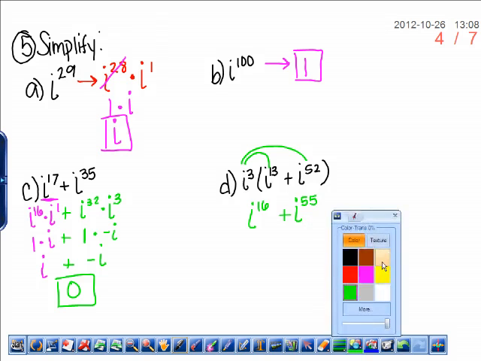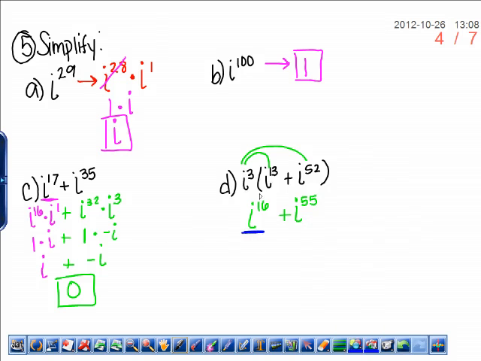All right? Let's work on the left side. i to the 16th is 1. Everyone okay with that? Plus i to the 52nd times i to the 3rd. i to the 52nd is 1. So this is 1 plus 1 times, what is i cubed? Negative i. 1 times negative i. So this is 1 plus negative i, which is 1 minus i.